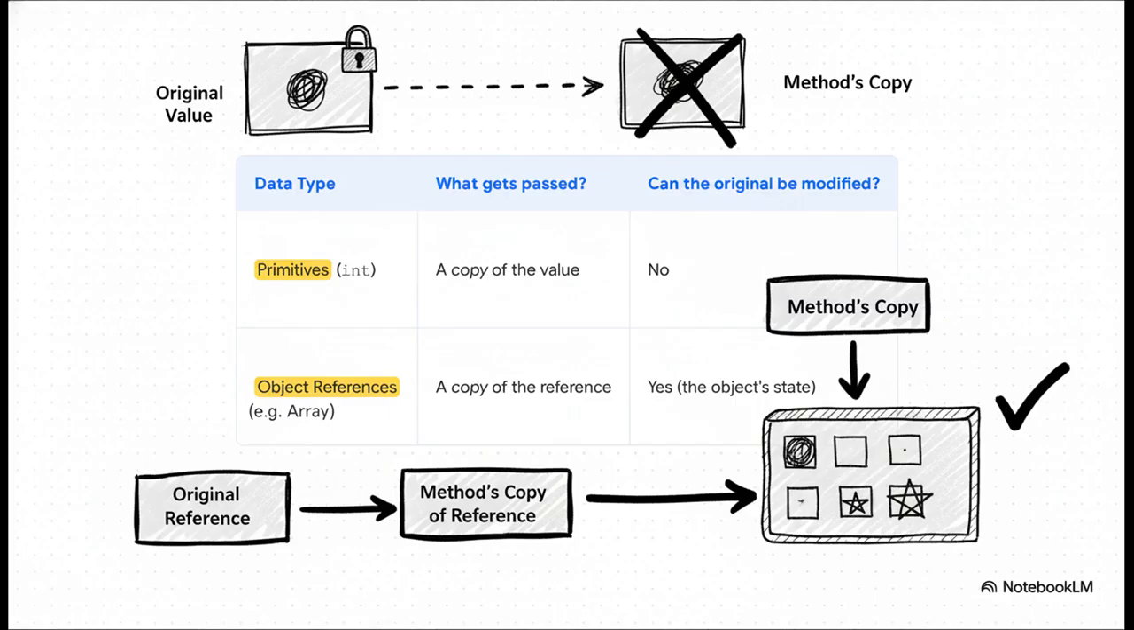This is where it gets tricky. What gets passed is a copy of the reference, basically a copy of the memory address that points to the object. So both the original reference and the method's copy are pointing to the exact same object. This means that while you can't change the original reference itself, you can follow that path and change the contents of the original object. That's why changes to an array inside a method actually stick.